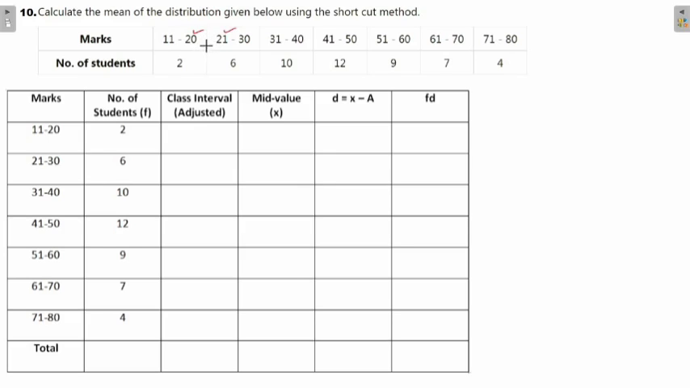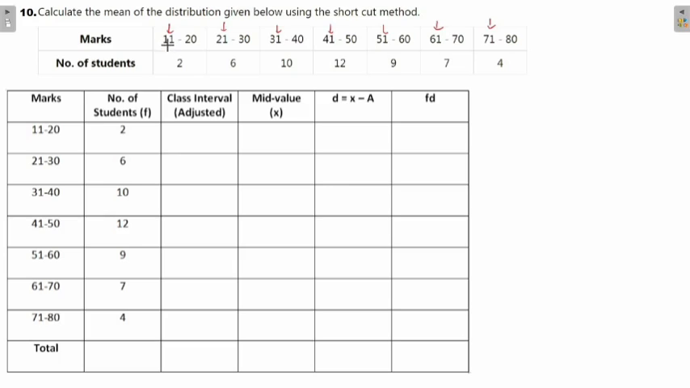Now the question is, what to do in this case? Remember that you need to include something called an adjustment factor here. So what do we do in the adjustment factor? Basically, we will adjust these marks and turn them into continuous form. Remember, all these lower limits have to be subtracted by 0.5.